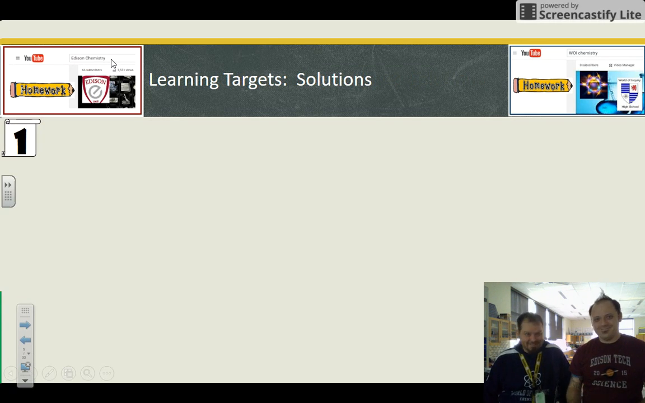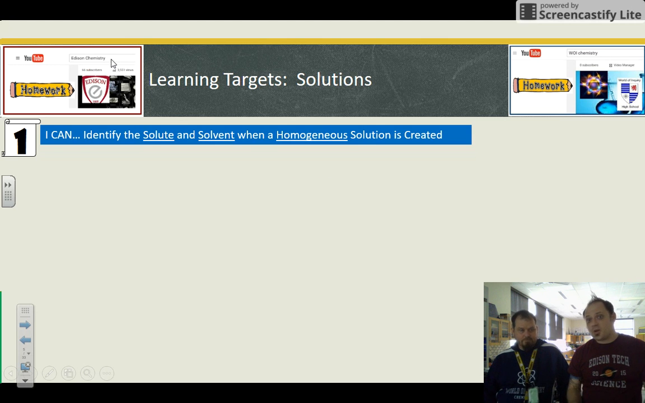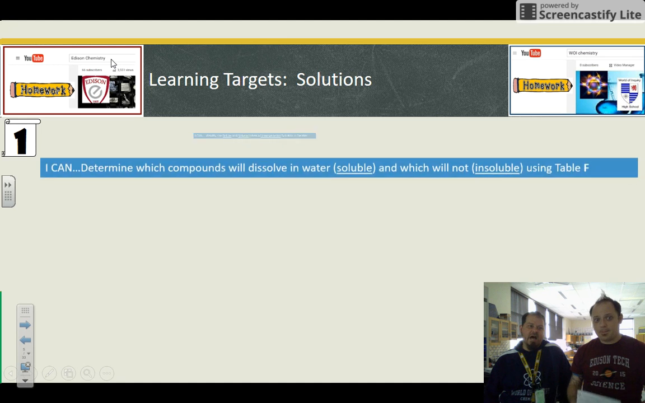So here are your targets. I want you to be able to say that I can do the following things, like identify the solute and solvent when a homogeneous solution is created. I give you a word problem, tell me which one's the solute and which one's the solvent. You've got to be able to break it down and know the vocab words.